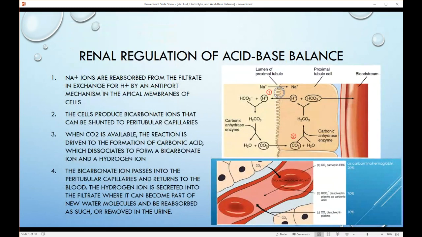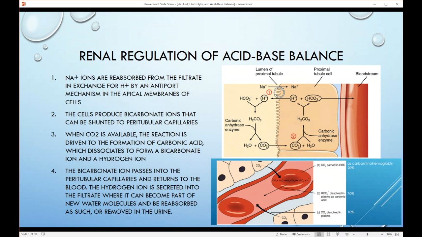So remember, we have our renal regulation of acid-base balance. Okay, so sodium ions are reabsorbed from our filtrate, and they do that in exchange with a hydrogen ion. They do that at an antiport in the apical membranes of the cell. So there's just an exchange where the sodium and the hydrogens are exchanged for one another. Okay, and then the cells can produce bicarbonate ions that can be shunted into our peritubular capillaries.